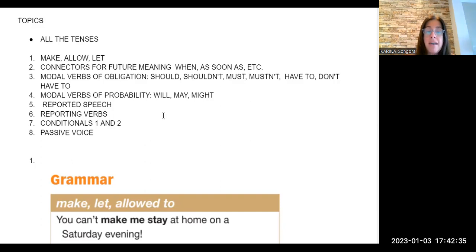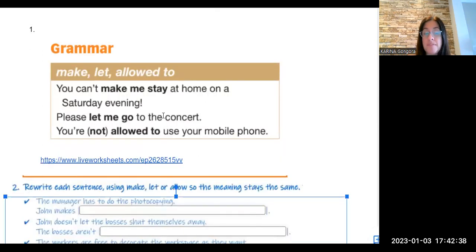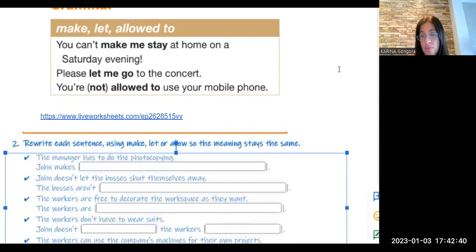The first is these verbs that are make, let, and allow, right? Son estos tres verbos que se parecen bastante, que son make, forzar a alguien a hacer algo, let, dejar que alguien haga algo, and allow to, que alguien tiene permitido hacer algo. Yes? Be careful because the real difference between one verb and the other, apart from the meaning, is the structure. La estructura es lo que le tenemos que prestar un montón de atención, all right? So, let's start with make.